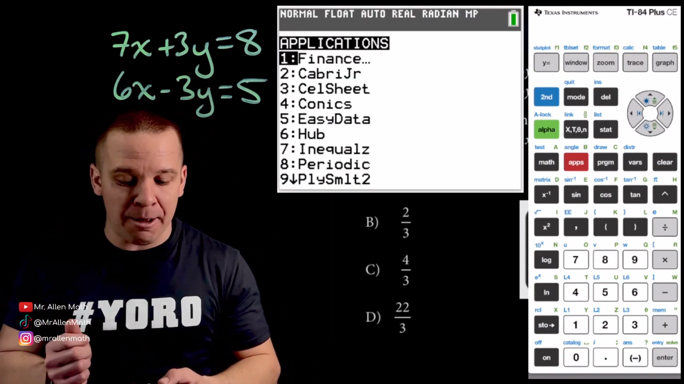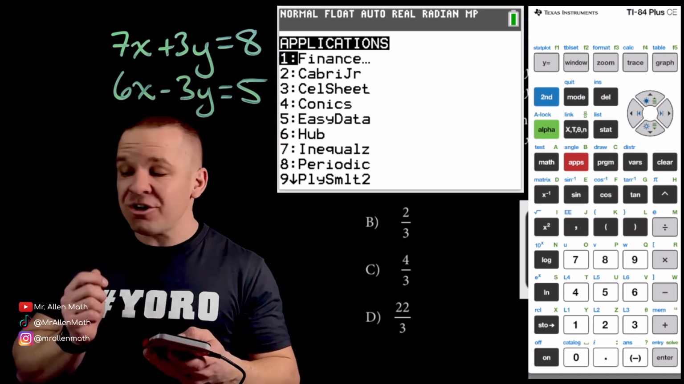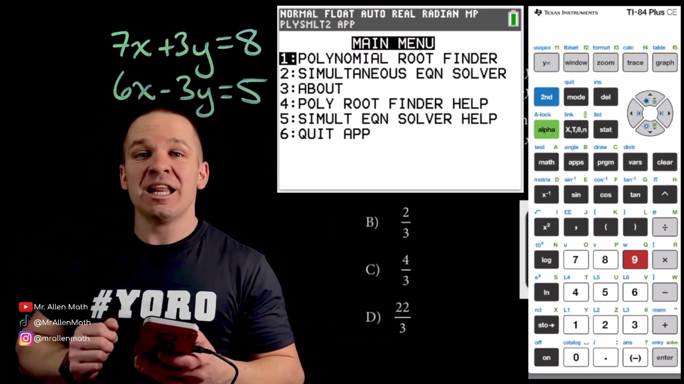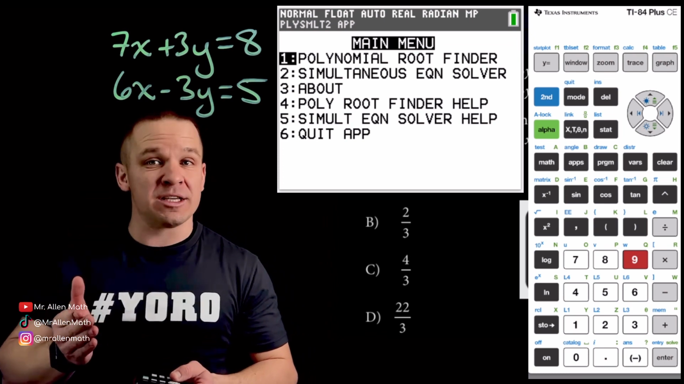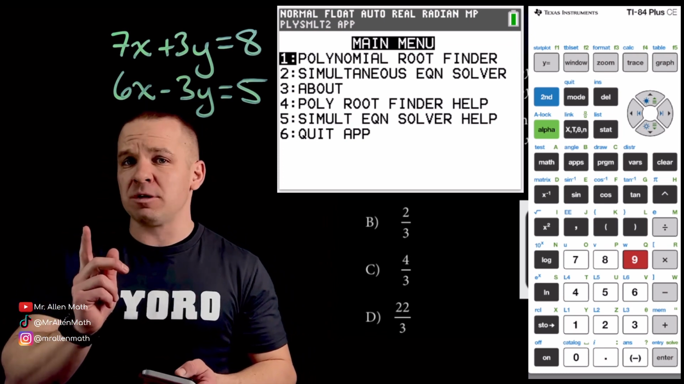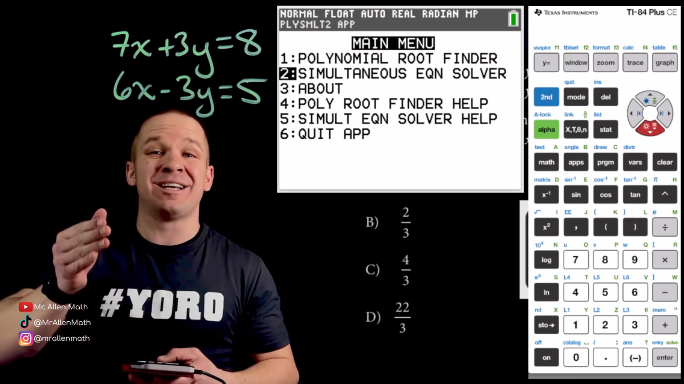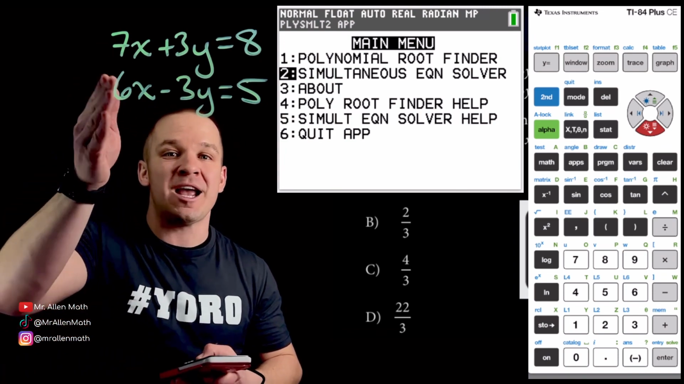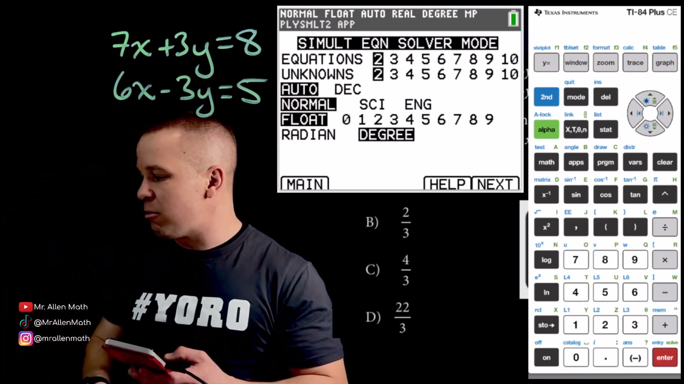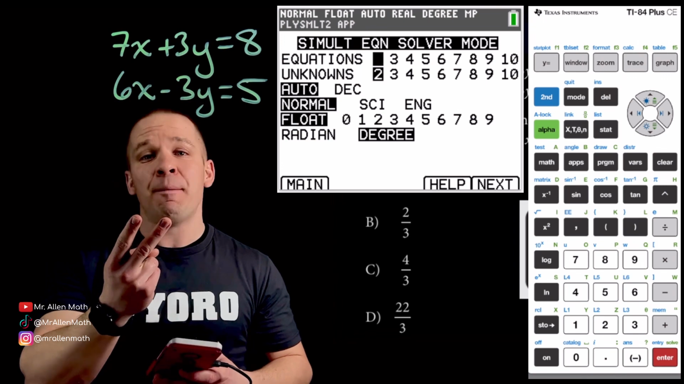So we're going to hit apps. I'm going to go down to number 9. I can just hit number 9 on the keypad right there, and I go into this fancy solver right now. The top one's a polynomial solver. The other one is a simultaneous equation solver. Simultaneous equation, system of equations. I got 2 equations. I'm going to hit enter on that.